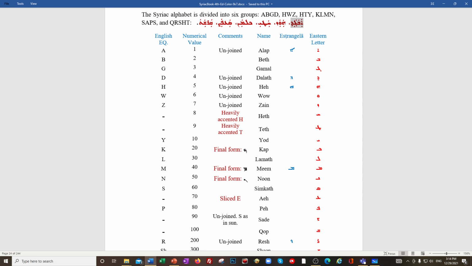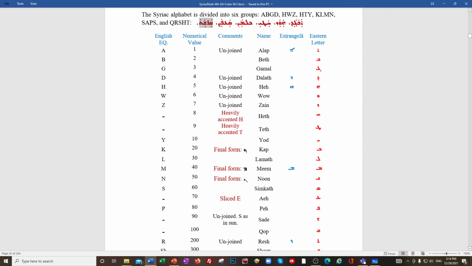Do you see the vowels, the dots? These are the vowels. Abgad, hawas, hattay, kulman, sa'pas, qarshat.